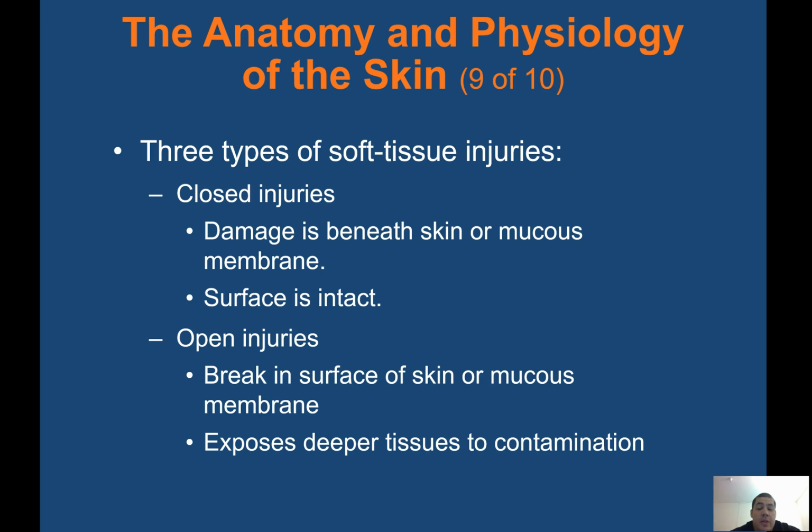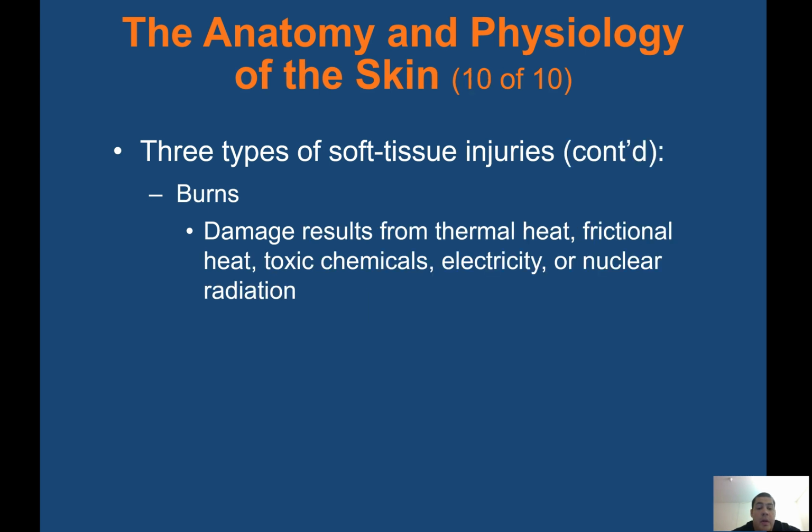3 types of soft tissue injuries: closed injuries, damages beneath skin or mucous membrane, surface is intact. Open injuries, break in surface of skin or mucous membrane, exposes deeper tissues to contamination. Burns, damage results from thermal heat, frictional heat, toxic chemicals, electricity, or nuclear radiation.